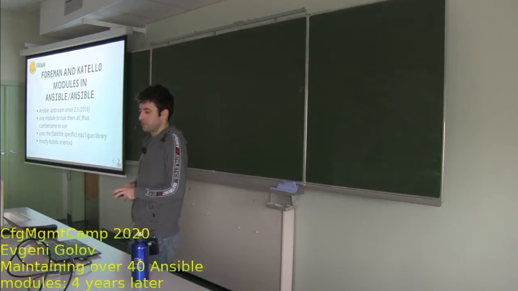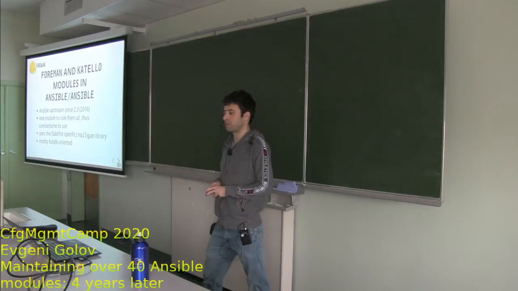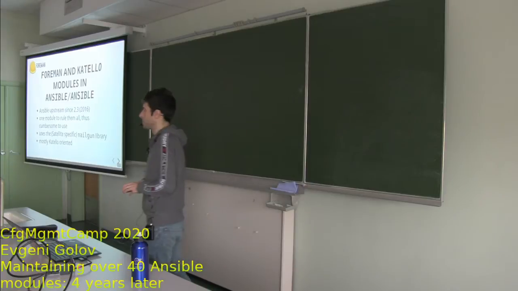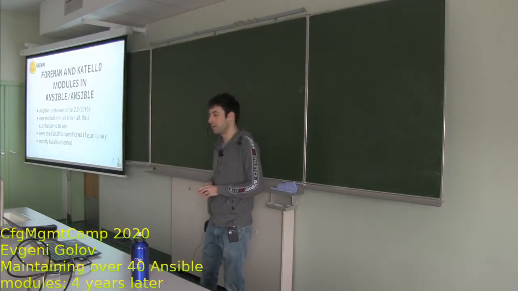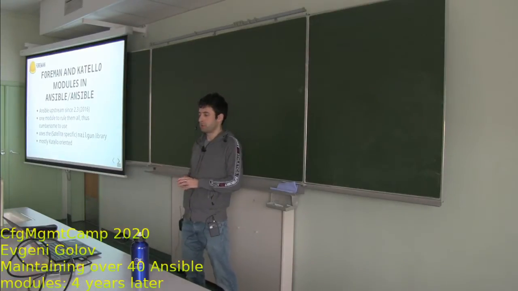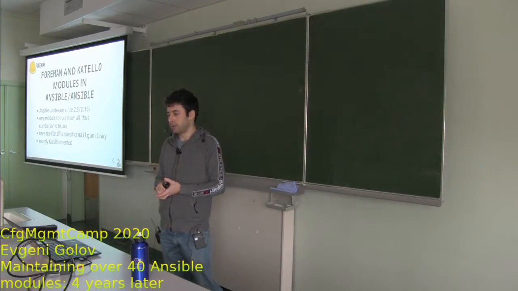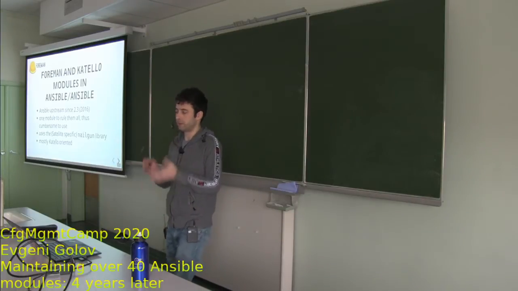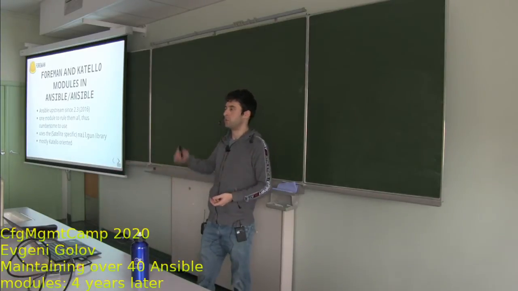A colleague of mine has written modules for Foreman and Katello and contributed them in 2016, so since Ansible 2.3, to Ansible Upstream or Ansible Core, whatever you want to call it. Those are two modules, one called Foreman and one called Katello, and they handle any API interaction with either Foreman or a Katello installation, Katello being a superset of it.